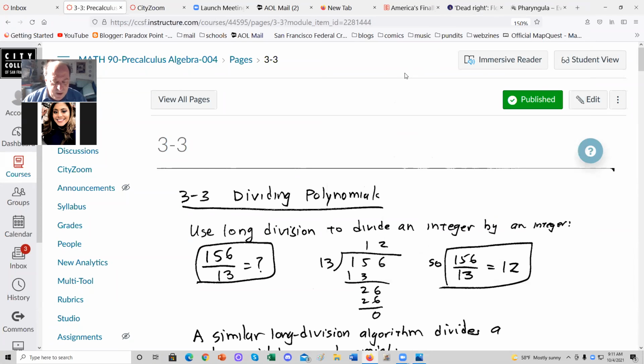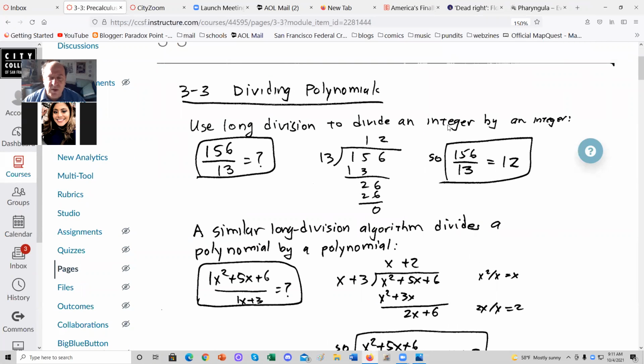All right, today we do dividing polynomials, section 3.3, and real zeros of polynomials, section 3.4. In 3.3, we use a variant of long division. There's a long division algorithm for dividing an integer by an integer. We'll do a similar one to divide a polynomial by a polynomial.